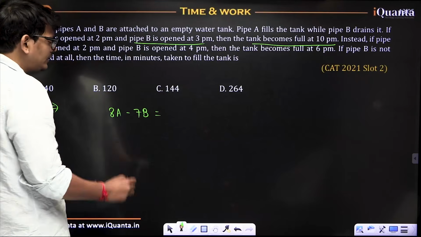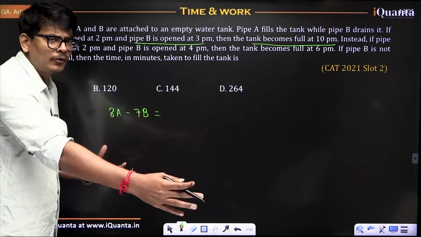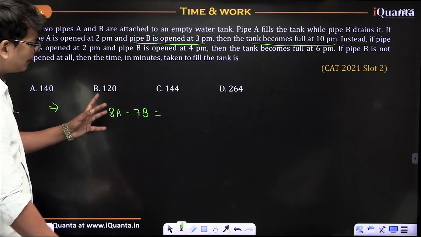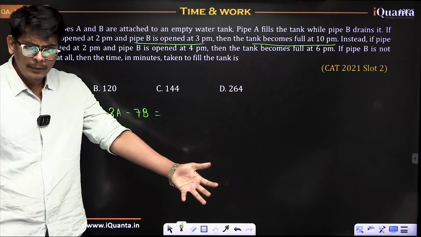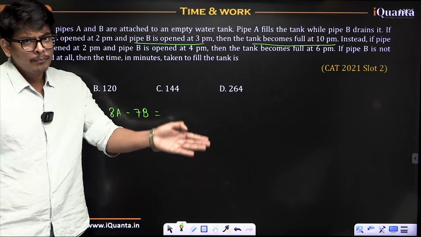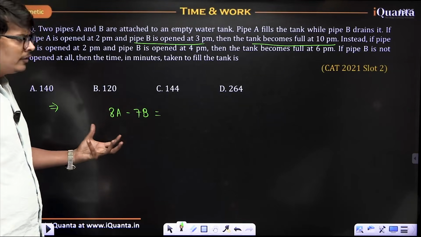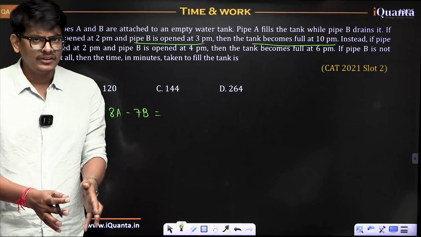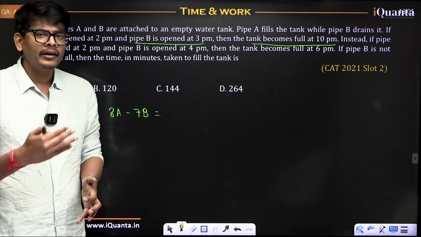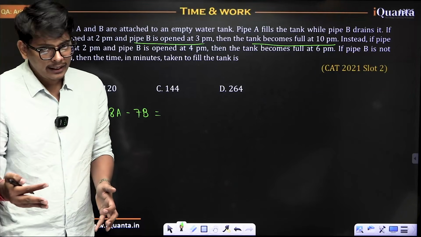Or you can take plus also. B will be coming out negative. Totally your choice. Some people take 8A plus 7B. In that case, you will get the B value as negative. When you are taking the negative sign already, you will get the value of B as positive. But you have to keep in mind that B will be doing the negative work. Okay?